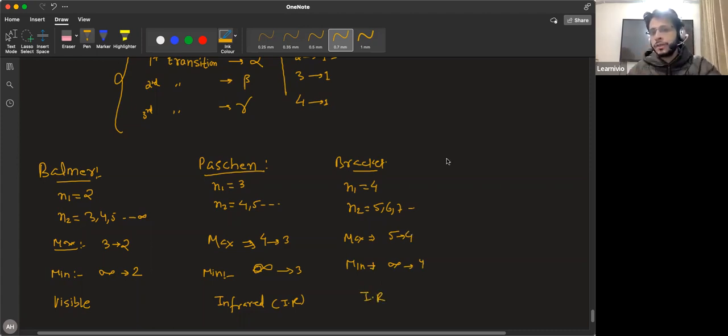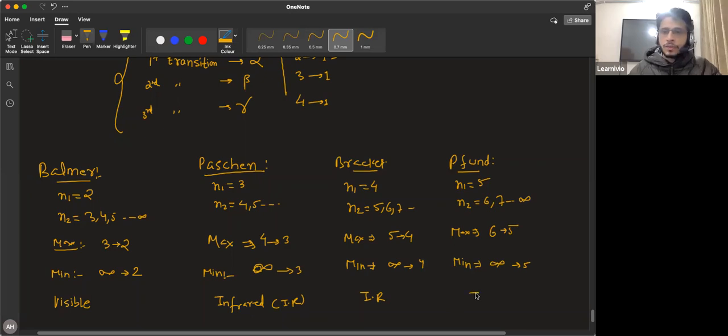IR means infrared region. After Brackett, you have the last, which is the Pfund series. N1 is equal to 5, and N2 is 6, 7, up to infinity. For maximum wavelength, the transition is 6 to 5. For minimum wavelength, the transition is infinity to 5, and this also lies in the IR region. Note it down, please.